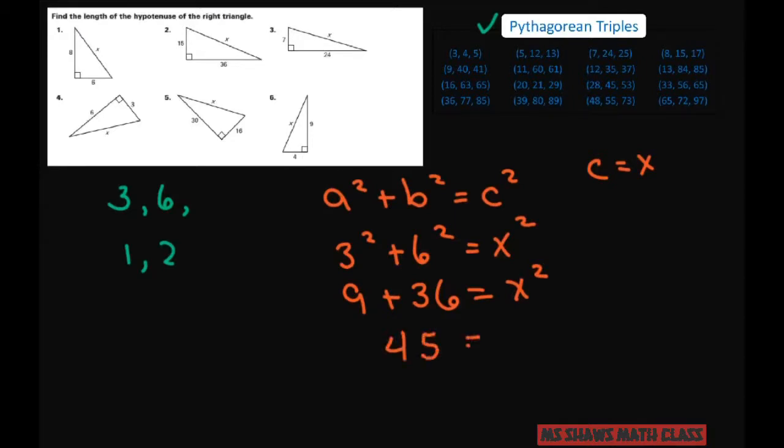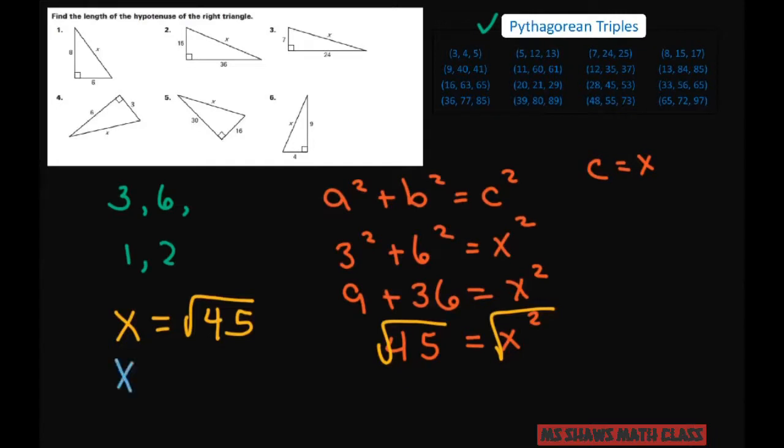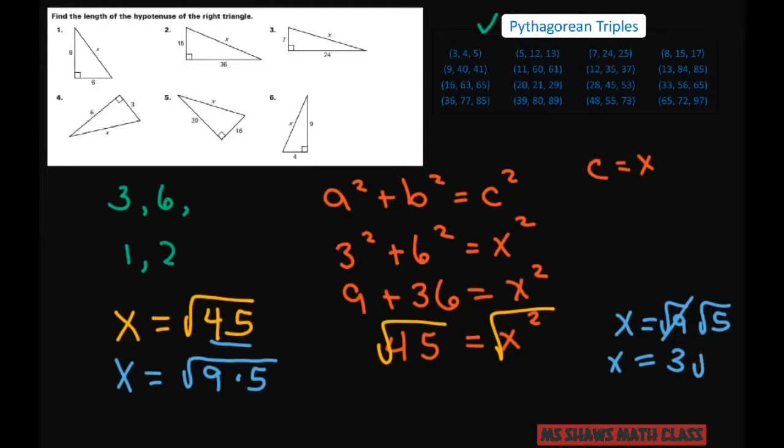45 equals x squared. Take the positive square root of both sides, and you get x equals the square root of 45. Now we want to simplify this, so we find a perfect square that divides 45, which is 9. So x equals square root of 9 times the square root of 5. The square root of 9 just equals 3. So your final answer would be 3 square root of 5, unless they want you to use the calculator and get an approximate value.